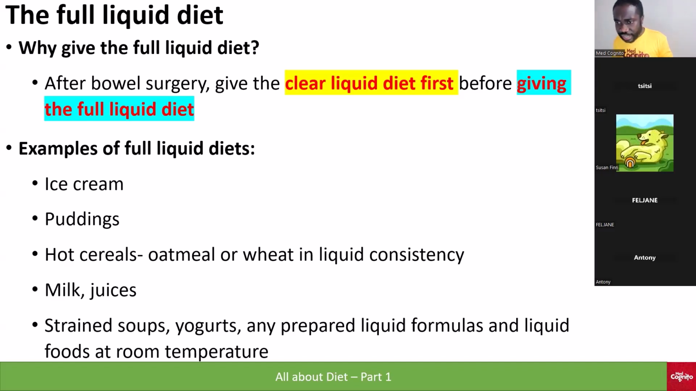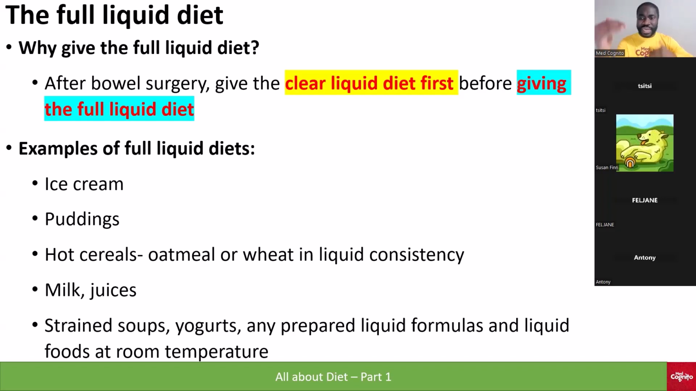Who will try? Chichi? Apple juice and broth. Broth, beautiful. And then the full liquid diet, you can't see through it. So examples of full liquid diet can be ice cream, puddings, hot cereal like oatmeal or wheat in liquid consistency, milk, and some opaque juices as well. And you can even give strained soups as well as yogurts and prepared liquid formulas and liquid foods at room temperature. So please, we are building.